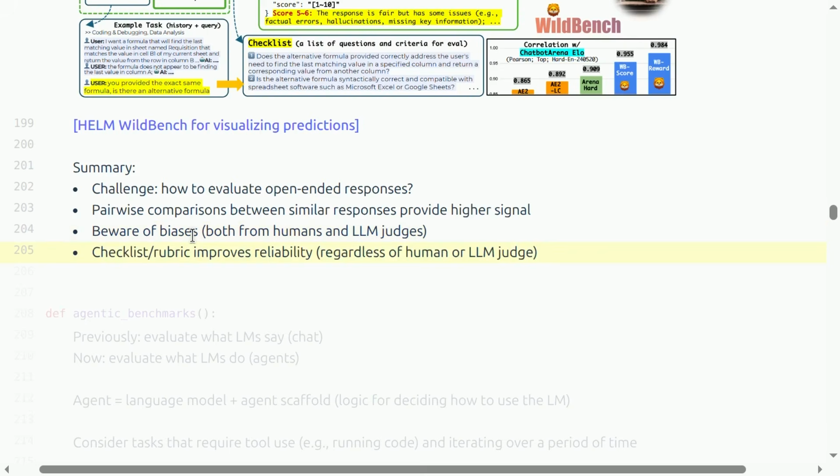And finally, I would emphasize that the evaluation problem of open-ended responses is not really well defined. And so increasingly, I think it's important to define rubrics or checklists to improve the reliability or well-definedness of an actual evaluation. And this is true regardless of human or LM judge. Anyone who's done crowdsourcing knows that if you just ask a human to rate something without giving some sort of rubric, you're probably going to get very nonsensical results.